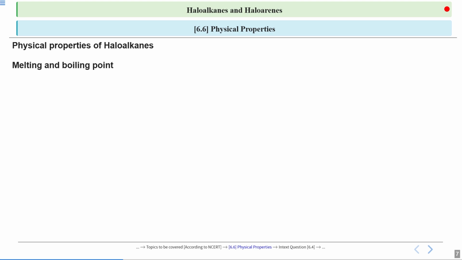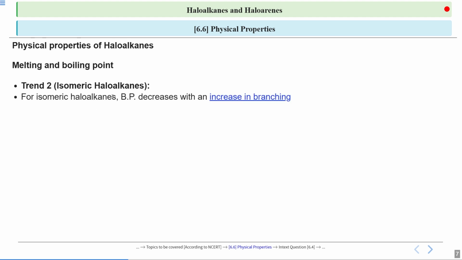Let's see trend 2 for the melting and the boiling points. Okay, so trend 2 is among the isomeric haloalkanes. Now we are talking about the isomers of haloalkanes, where the molecular formula will be the same, but there will be a structural difference. For the isomeric haloalkanes, the boiling point will decrease with the increase in branching.